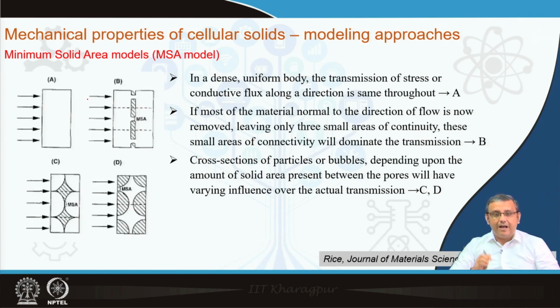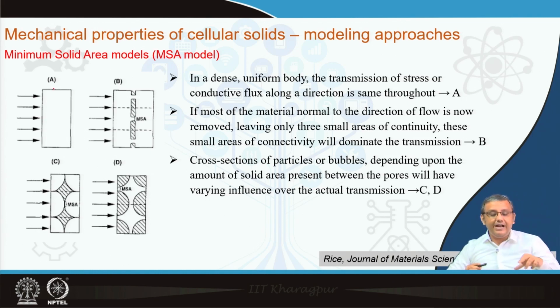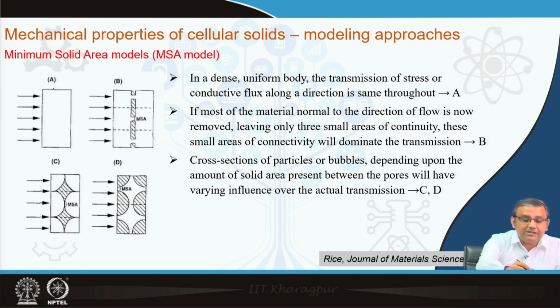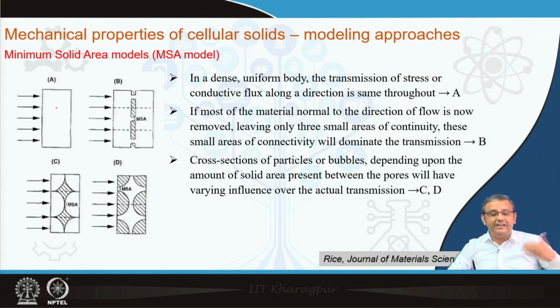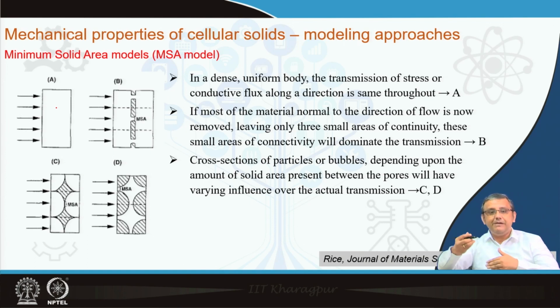So again, to explain this concept even further, we see in this slide the cases A, B, C and D. Case A is one situation where it is a dense uniform body, and these arrows show the direction of your load or flux transfer. Because we have a dense body without any discontinuity, the flux transfer will be uniform over the sample, and we have the transfer throughout the sample.